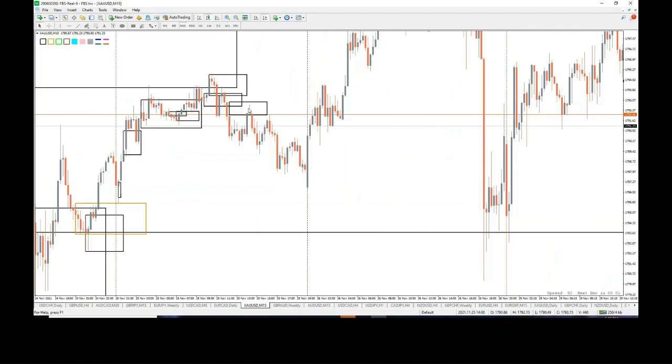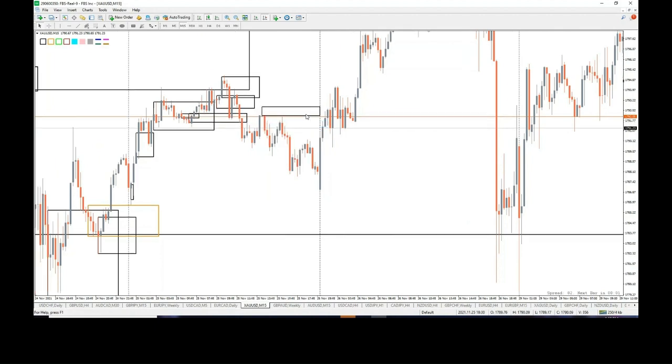On M15, you can get your second entry right here.